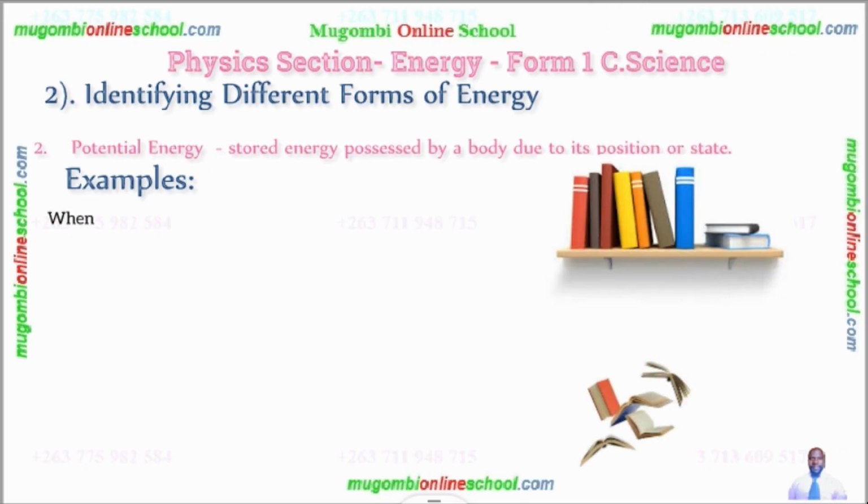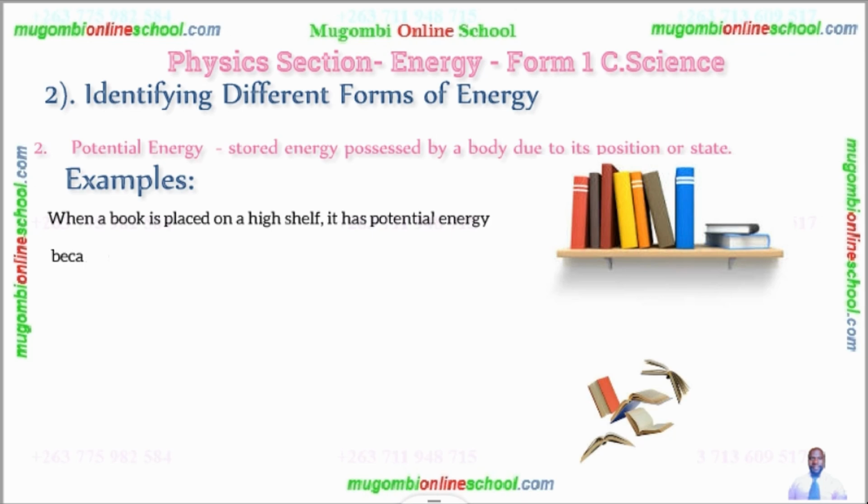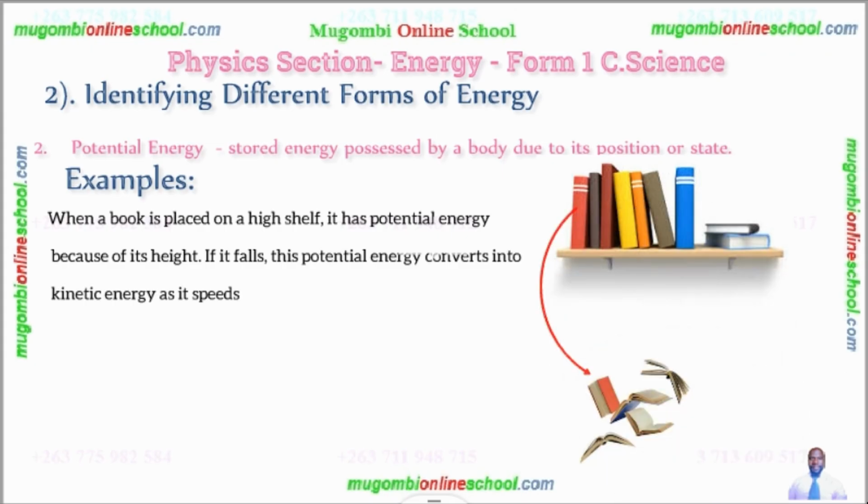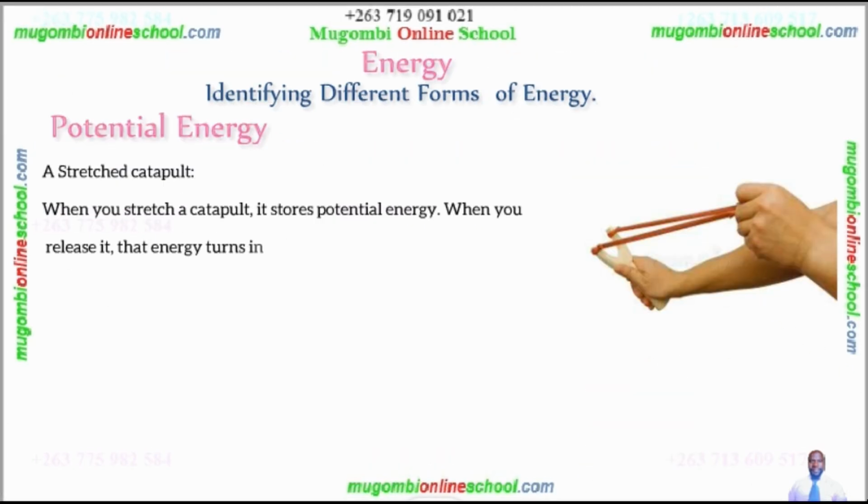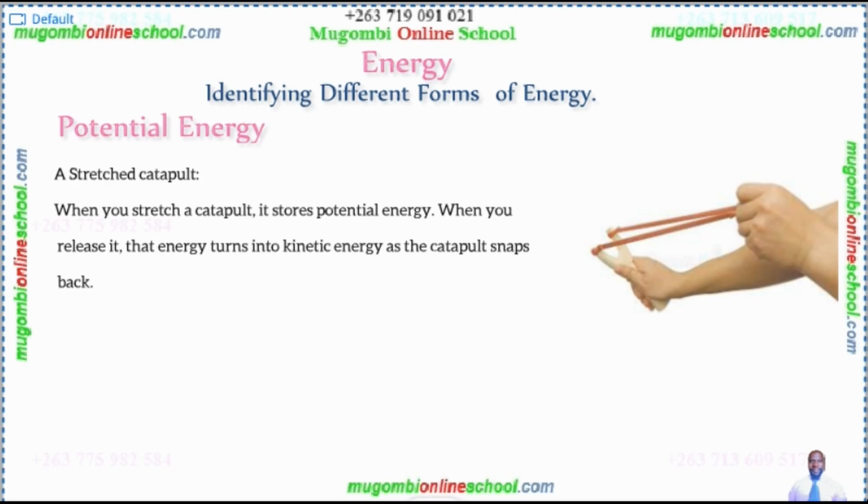For example, a book on a shelf. When a book is placed on a high shelf, it has potential energy because of its height. If it falls, the potential energy converts into kinetic energy as it speeds up toward the ground, as you can see here. A stretched catapult stores potential energy. When you release it, that energy turns into kinetic energy as the catapult snaps back, as you can see here.